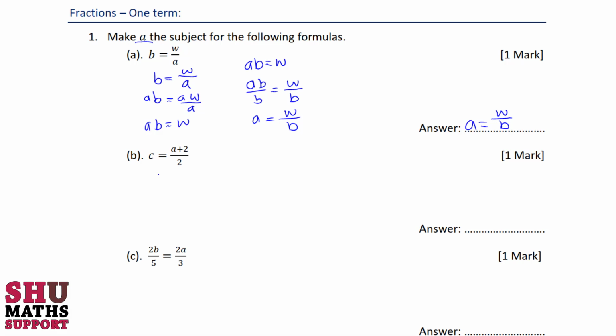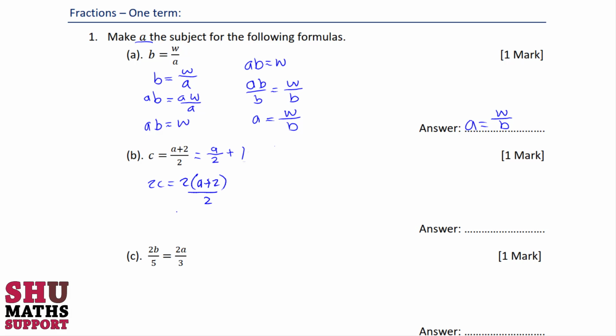So if we were to follow our 3-step list, we would have to split the A plus 2 up so that we have A divided by 2 plus 2 divided by 2, which is 1. And then we would be able to go to step 2 and subtract 1 from both sides. But this would cause some extra working out, as what we could do is just times both sides by 2 so that we have 2C is equal to 2 times A plus 2 over 2.